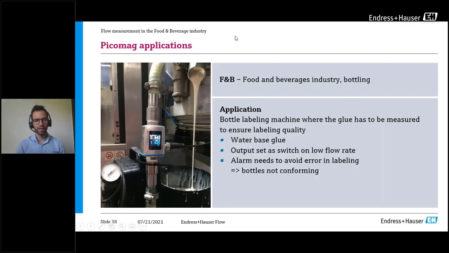So now we come to the applications. We had one application when it came to the bottling of bottles, where we had the label. There is a glue which holds the label to the bottle. The issue was that sometimes there was not enough glue on the label, so it didn't stick. It caused the bottles to be non-conforming, so the production needed to be stopped. In this case, PicoMag provides the information that there is enough liquid flowing through, which is needed for gluing those labels.